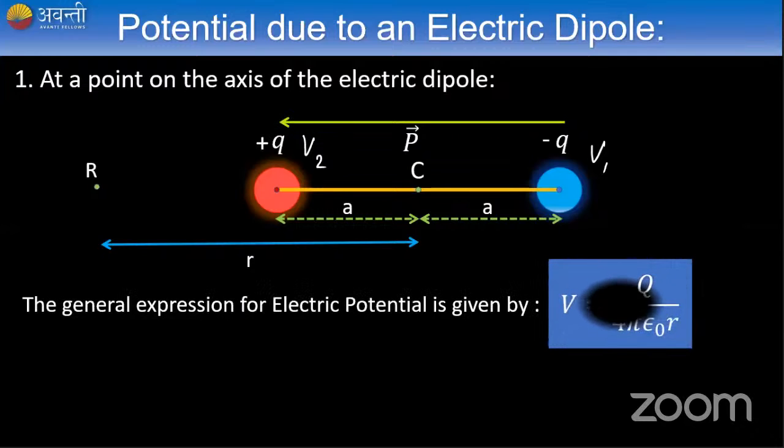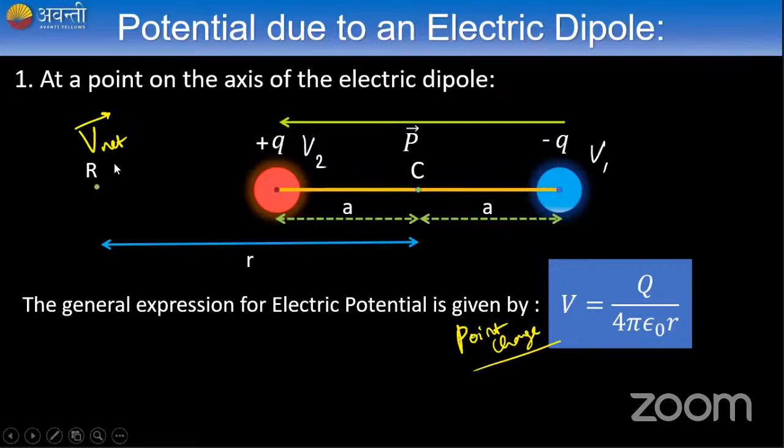So the general expression for electric potential is given by V equals Q by 4 pi epsilon naught into r. Guys, you remember this now? This is for electric potential due to point charges, right? For a point charge, if we have electric potential V equals Q by 4 pi epsilon naught into r, then what would be the electric potential due to this point charge plus Q on this point R and due to this minus Q on point R? Guys, try to find my V net. If V net is the electric potential at this point, what could be the value of V net?